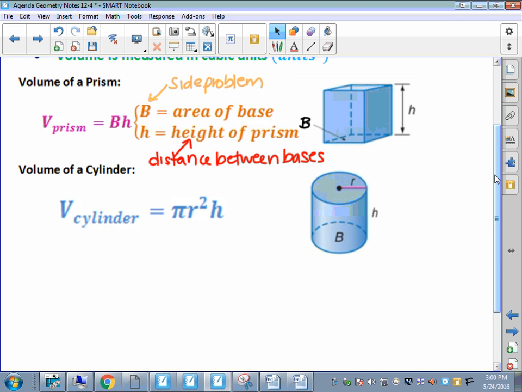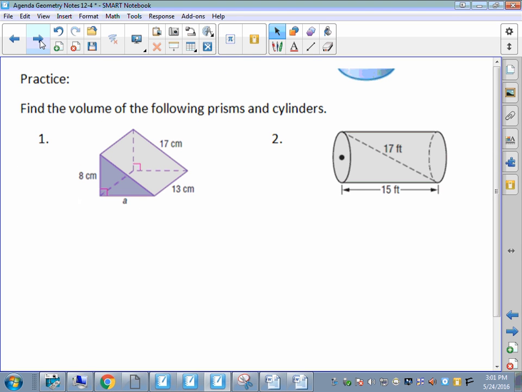So let's do a couple practice problems. These are our two formulas for the section. This is it. There's nothing else that we need to talk about. Just do some little sneaky problems.